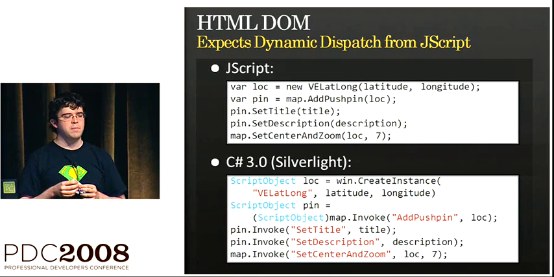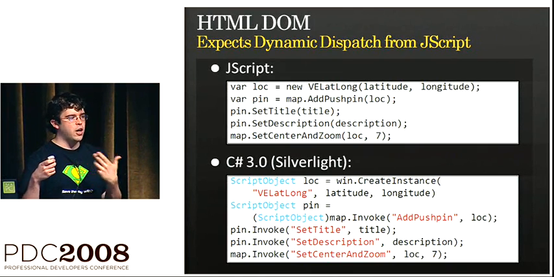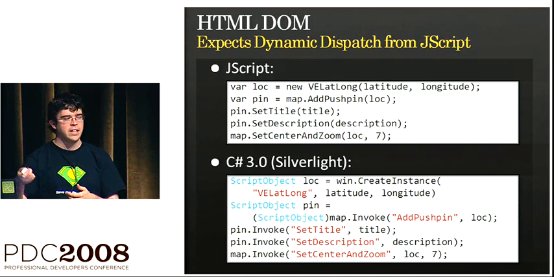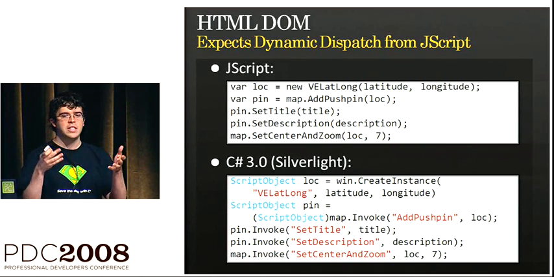That's some JavaScript object that exists. You're calling a method, or a function, on map. You're saying add pushpin, passing in that new loc object that you made. And then you're going on to call more functions. You're calling pin.setTitle, pin.setDescription, map.setCenter, and zoom. You're calling these things in sequence.